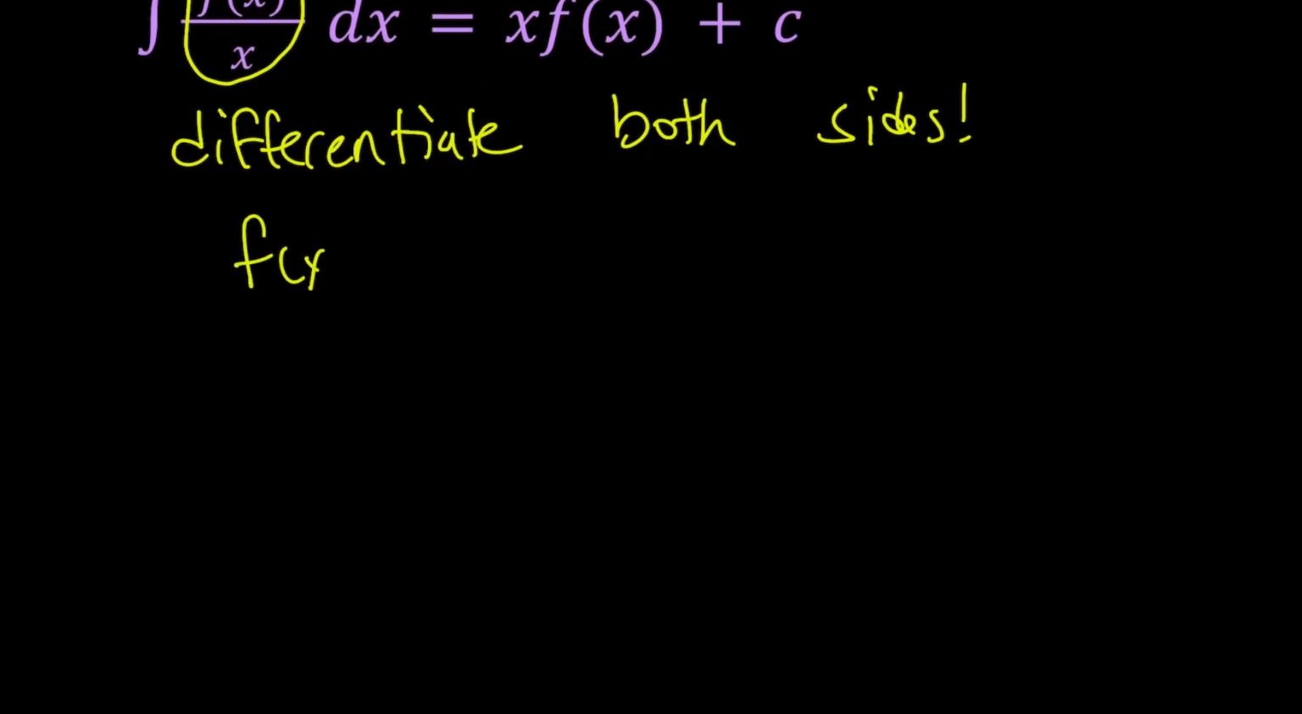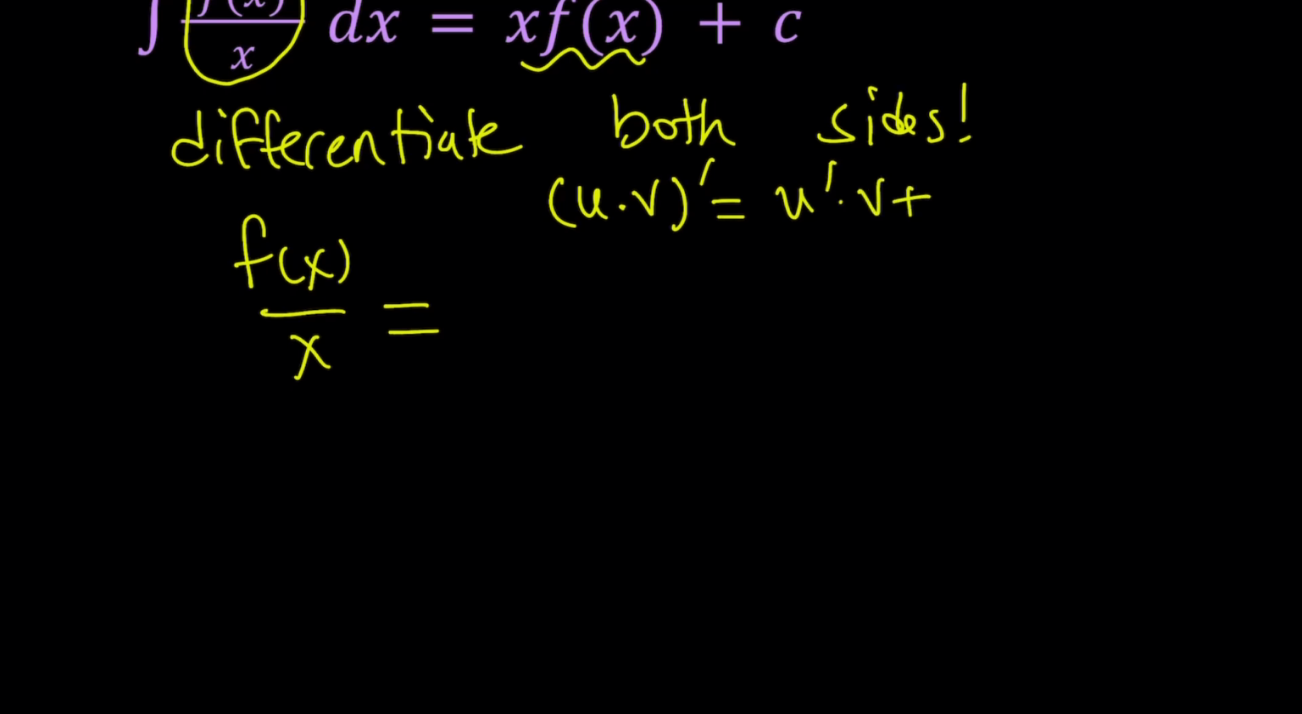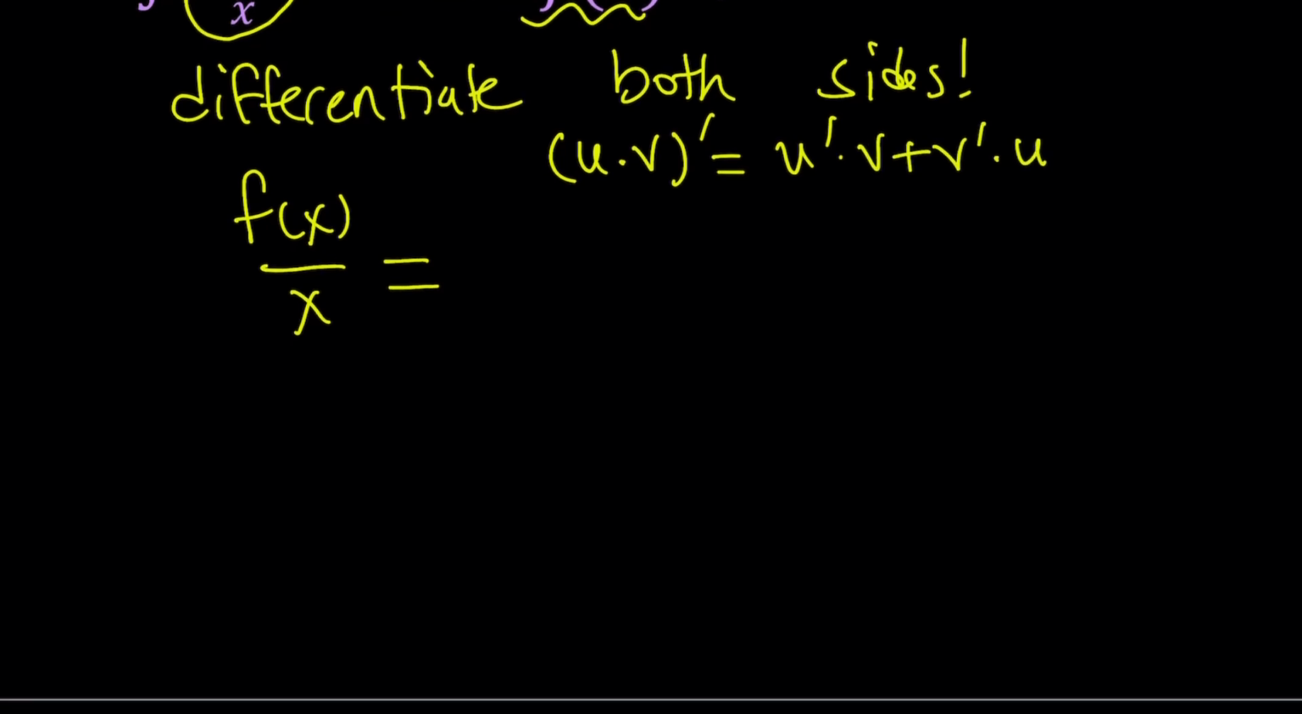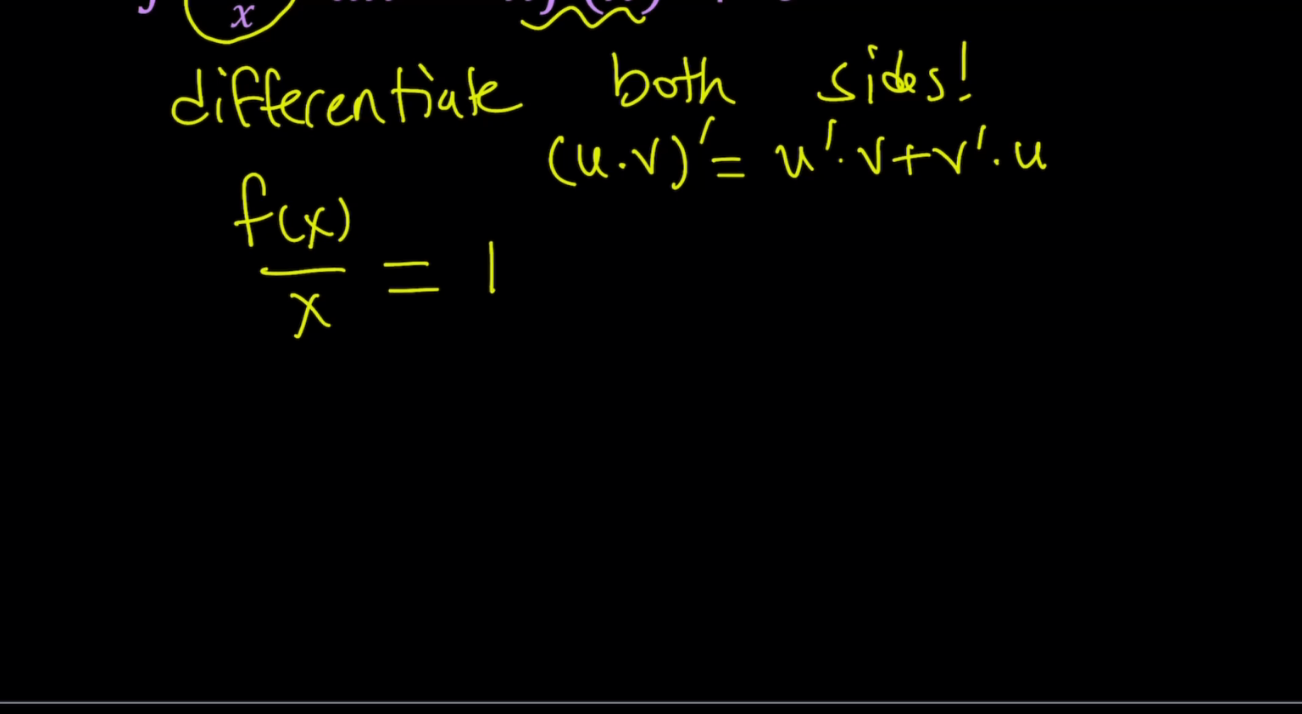We're going to end up with f of x over x. On the right-hand side, we need to differentiate a product. So we're going to use the product rule. And the product rule goes as follows. If you're trying to differentiate u times v, it's u prime v plus v prime u. Okay. So we're going to differentiate x, that's 1, multiply by f of x. And the derivative of f of x, which is f prime, multiply by x, and c is a constant.